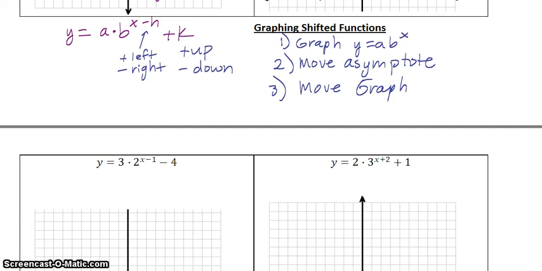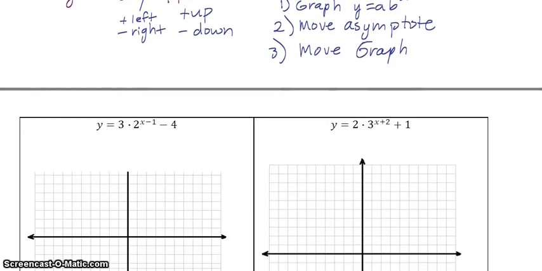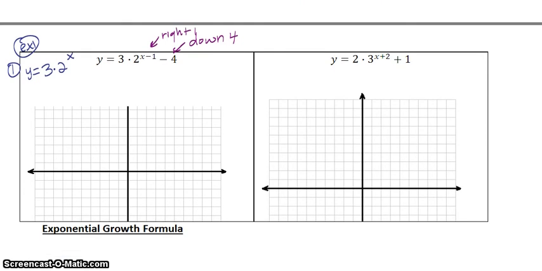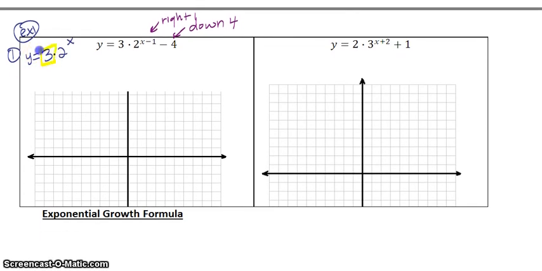Alright, so here are 2 examples of shifting your graphs. First of all, let's identify what the shift is. When I look at this, I see a minus sign in the power, so I'm thinking right 1, and then I see a minus sign outside, so I'm thinking down 4. And here's what I meant by graph the regular one. I'm going to first graph y equals 3 times 2 to the x, so no shift. And remember, think y-intercept, so my y-intercept is at 3.